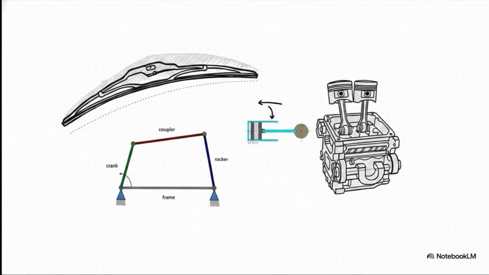And what's so cool is that most of the mechanisms you see out there are just variations of a few basic patterns. It's like they're the fundamental recipes for motion. So here on the left, you've got a 4-bar mechanism. That's literally the heart of our windshield wiper. And on the right, that's a slider crank. You'll find that in basically every car engine, turning the up and down of the pistons into the spinning of the wheels. These are the building blocks.